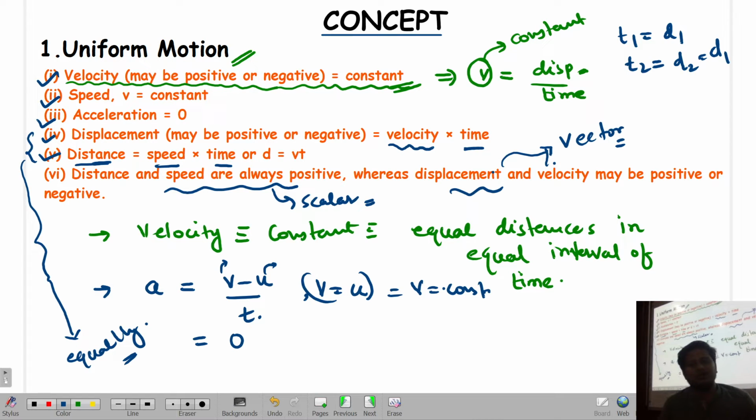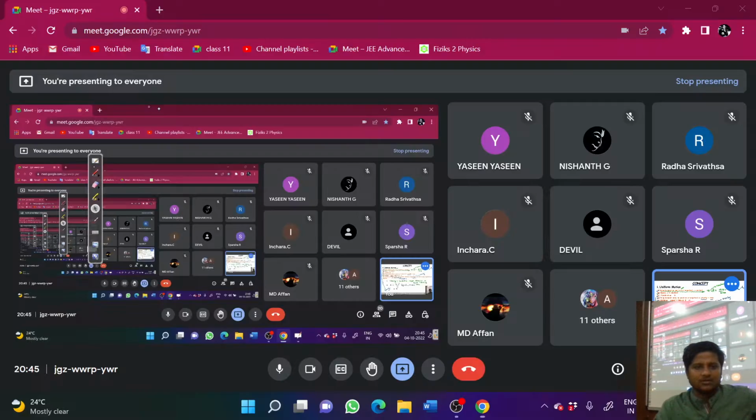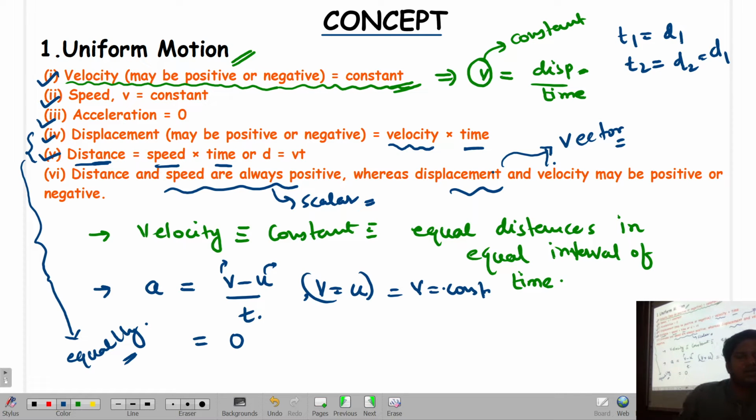Is that clear or not? Tell me yes or no. Are you able to understand all of this? Yes, sir. Okay, perfectly. These are the simple basic things we need to understand before going to the uniform motion cases. Yasin, Vivek, Varun, again, if you have a doubt, ask me directly, otherwise it will become a problem. Just go through this once. Can I move ahead? Yes, sir.